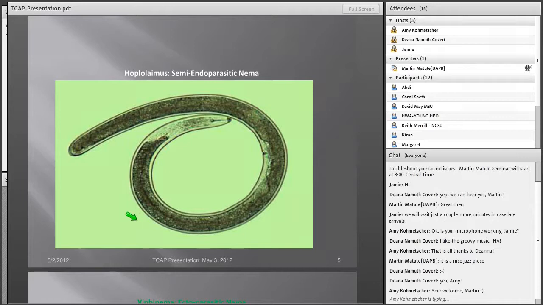Now, semi-endoparasitic nematodes, about 20% of their anterior part of the body is embedded into the plant tissue, while the rest of the 80% is actually hanging outside. They are too big for the whole nematode to be contained within the tissues of their host plant. If that happened, the plant may die almost immediately.